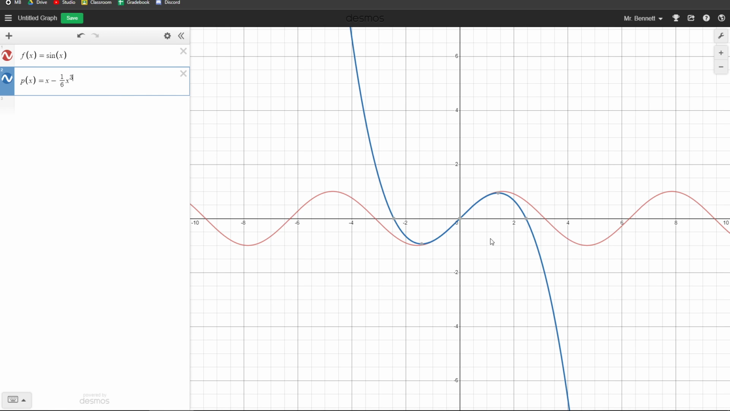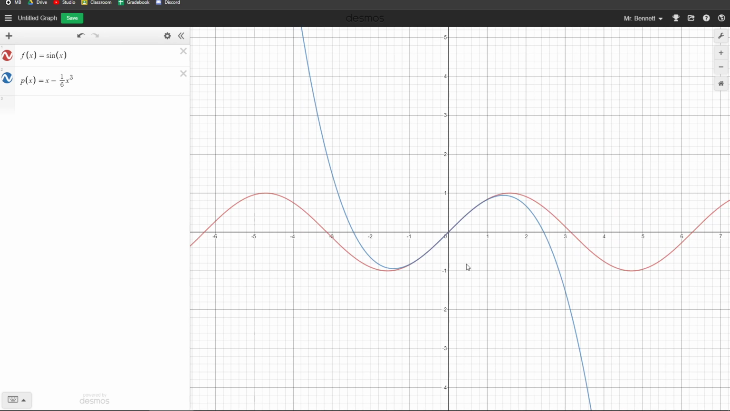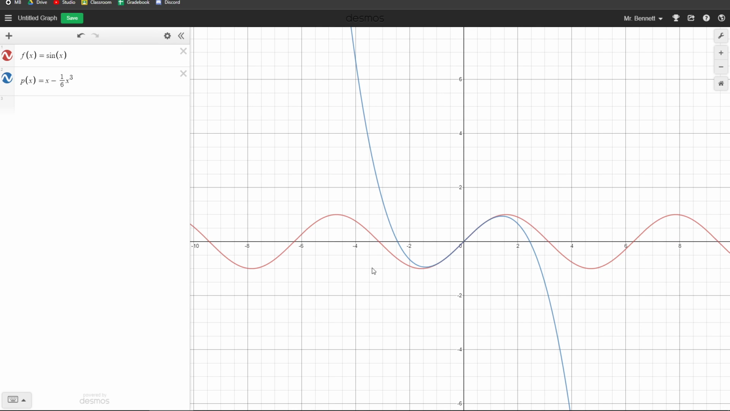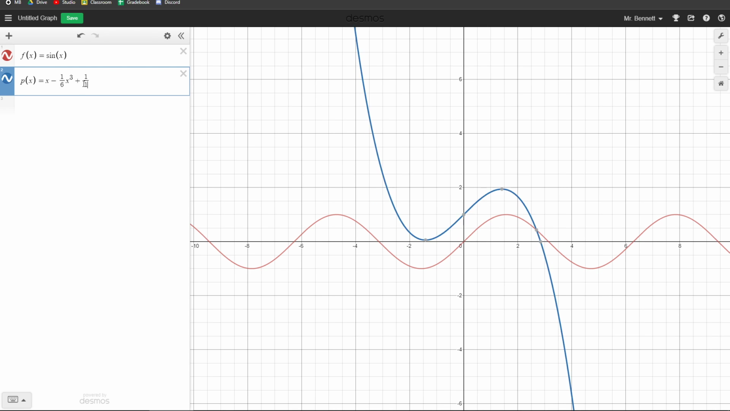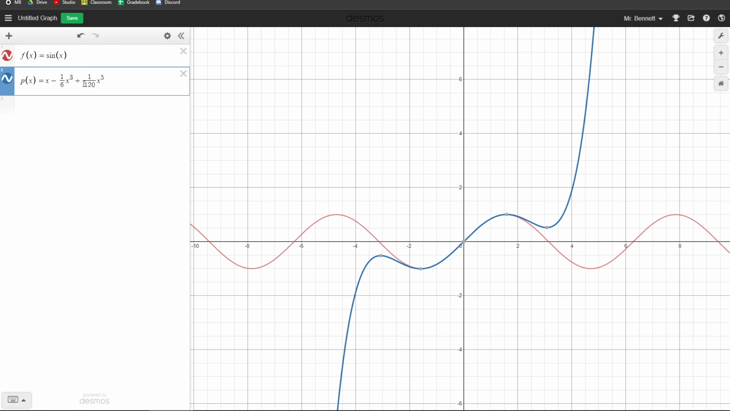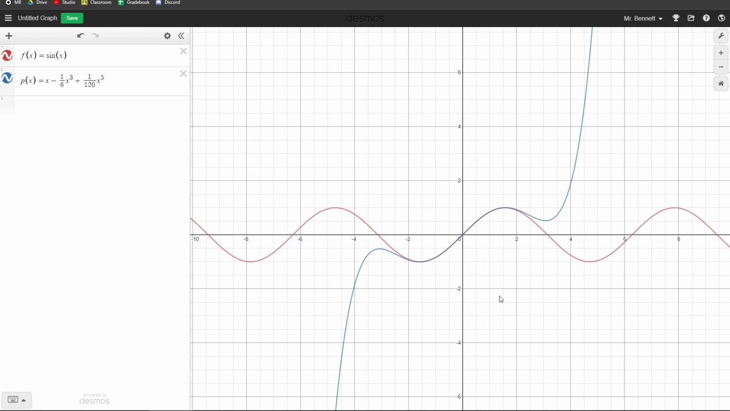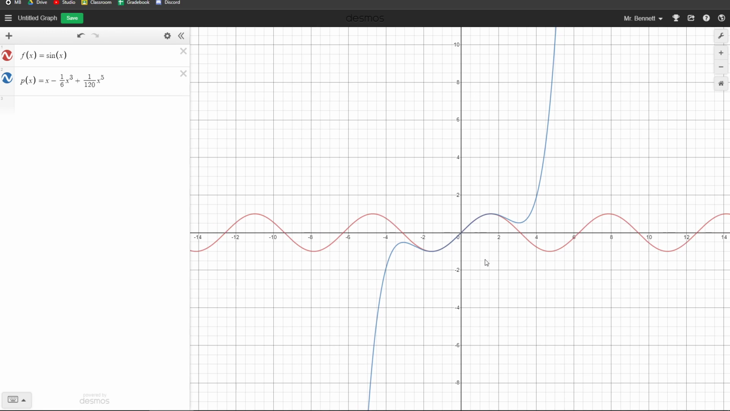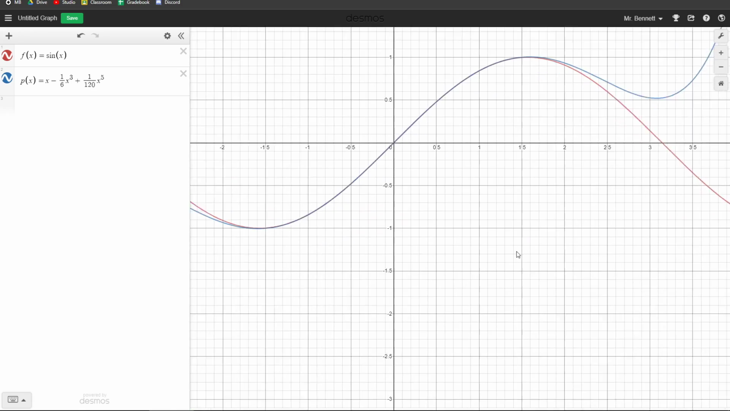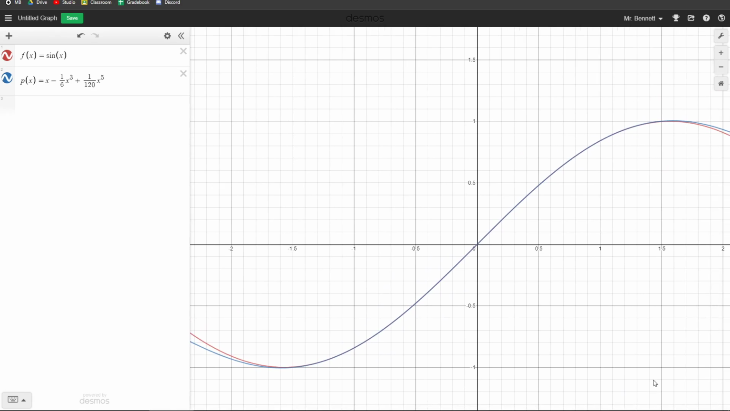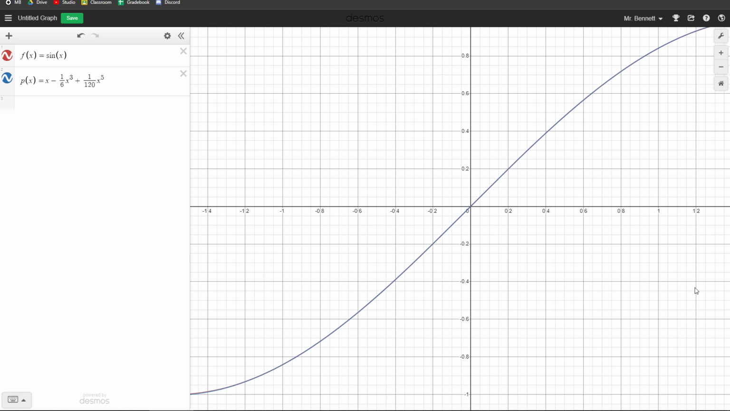Look at that. Already you can start to see that this looks pretty similar, they're very close to one another. Let's add in that last term, plus 1/120th of x to the 5th. And now you can hopefully start to see what's going on here. We're getting very close to the original function. If I zoomed in here, these look almost identical, like they're almost the same function. You can see me making one invisible, turning it off and on again.